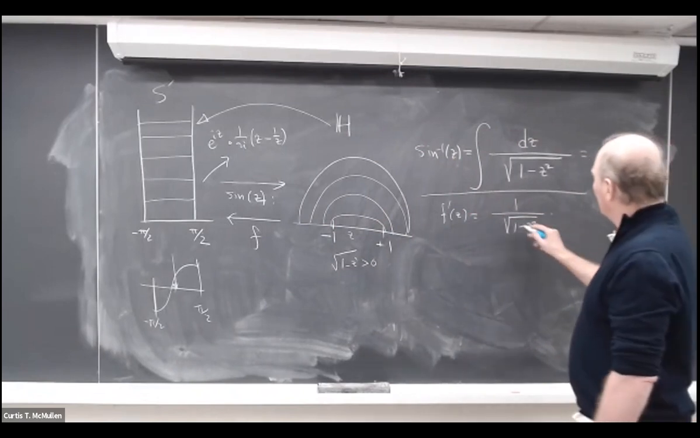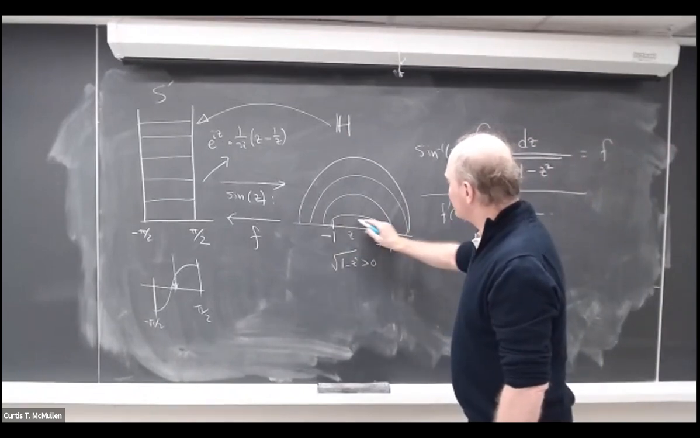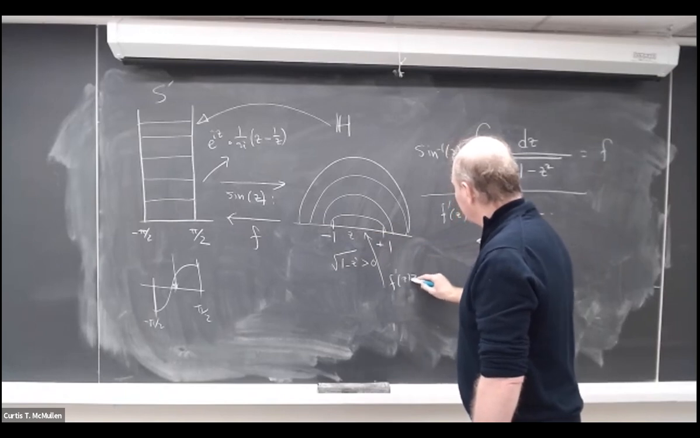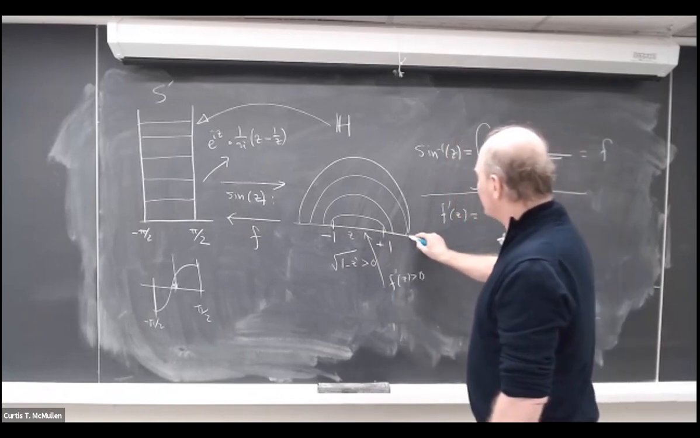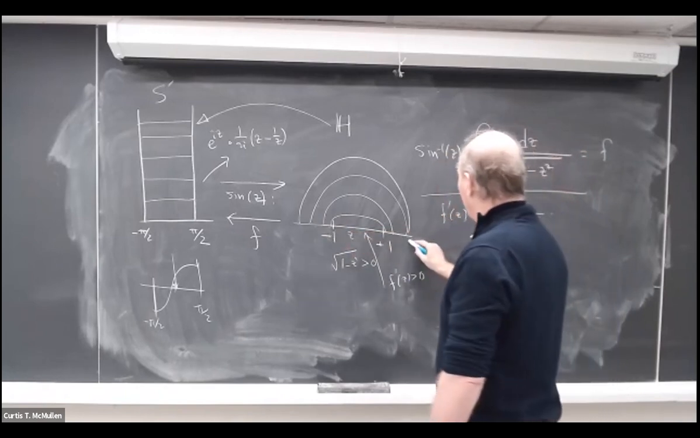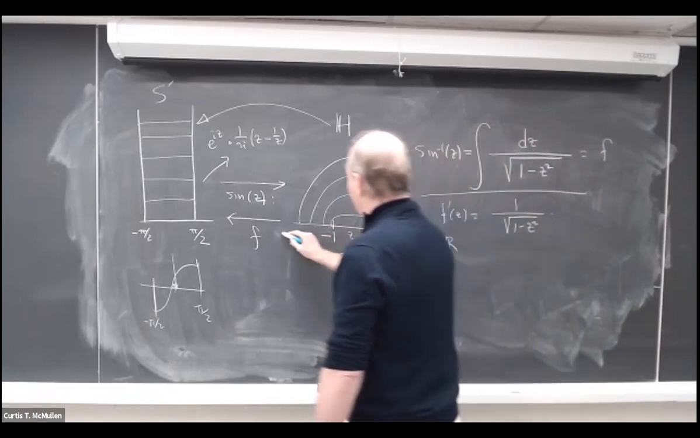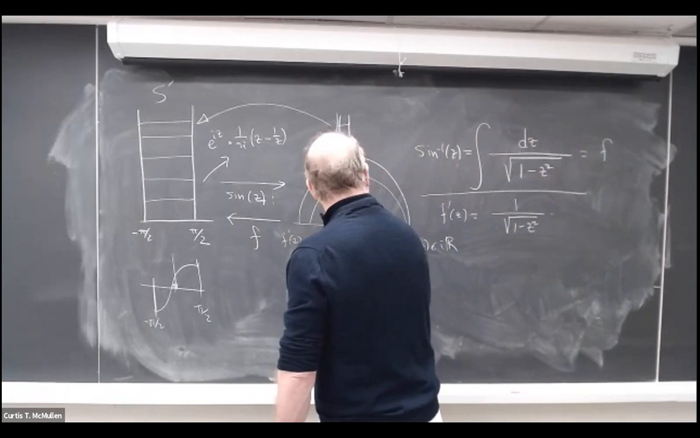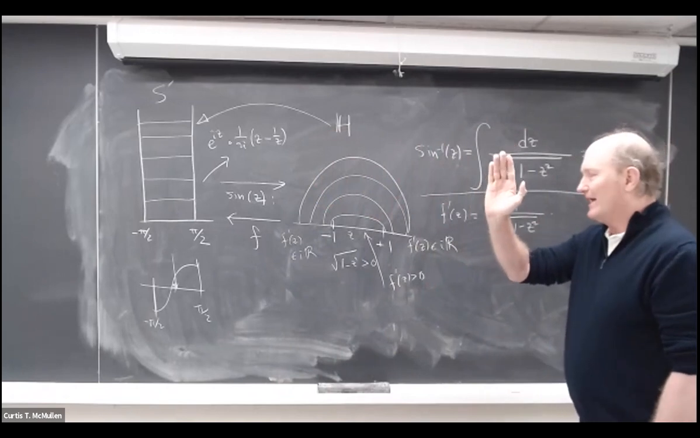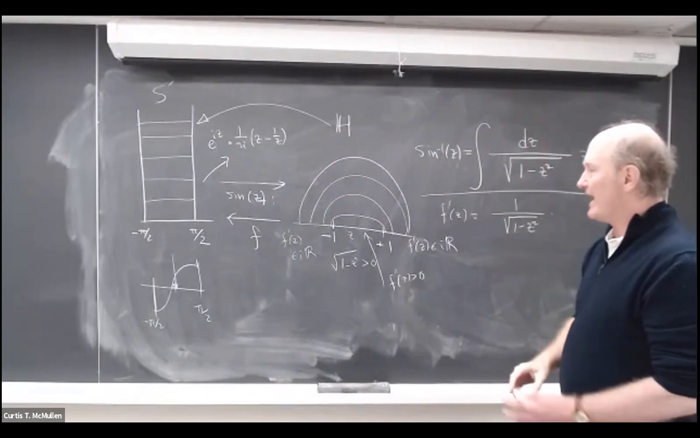But what happens when z goes beyond the point minus 1? So when we're in this region, f prime of z is positive. But when we're in this region or this region, we're taking the square root of a negative number. So f prime of z is purely imaginary. And it's also purely imaginary here. Now, what does it mean to have a mapping where the derivative is purely imaginary? It means that the mapping is moving along a line parallel to the imaginary axis.